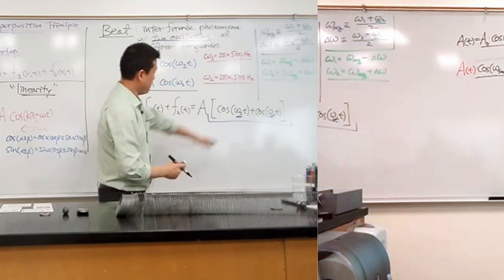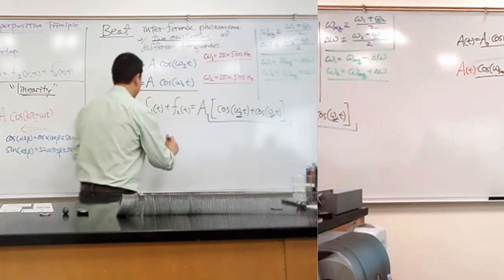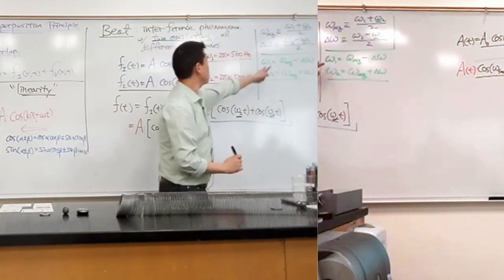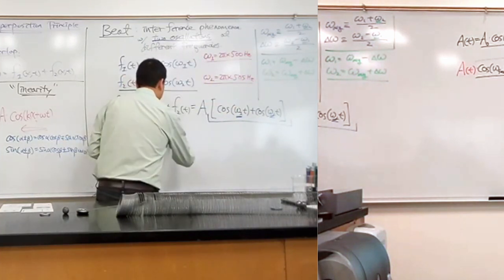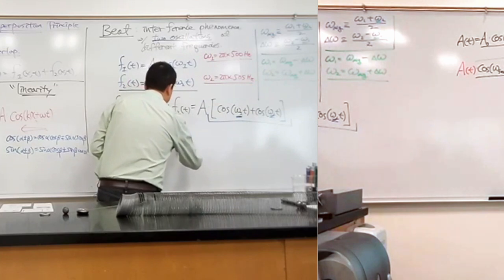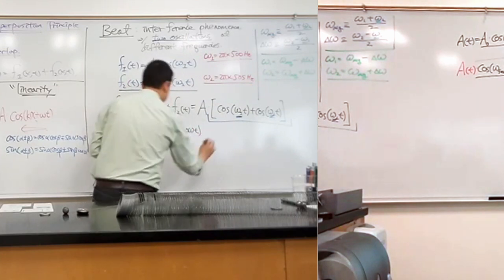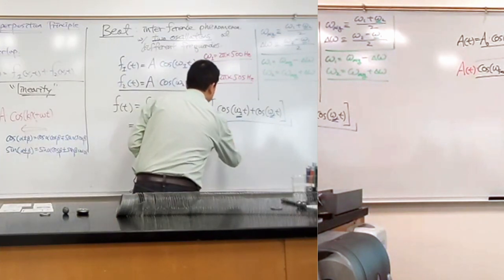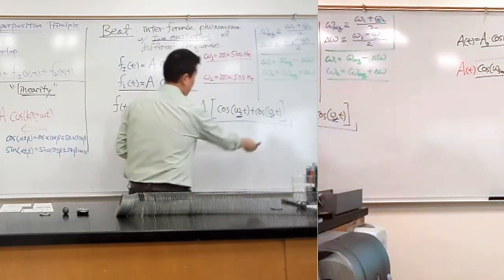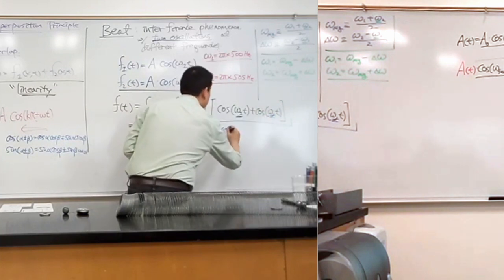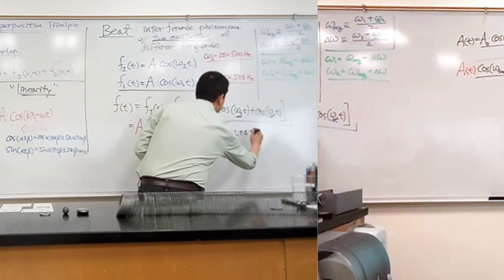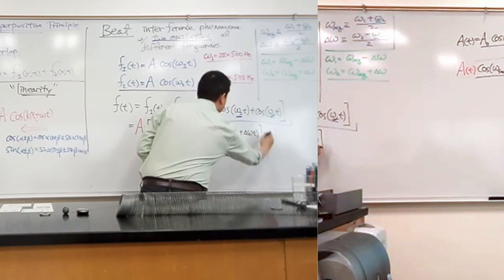Times. Let me write this. I guess I'll just write it out. Cosine of, I'm going to use this. So cosine of omega average t minus delta omega t plus cosine of omega 2. So omega average t plus delta omega t.